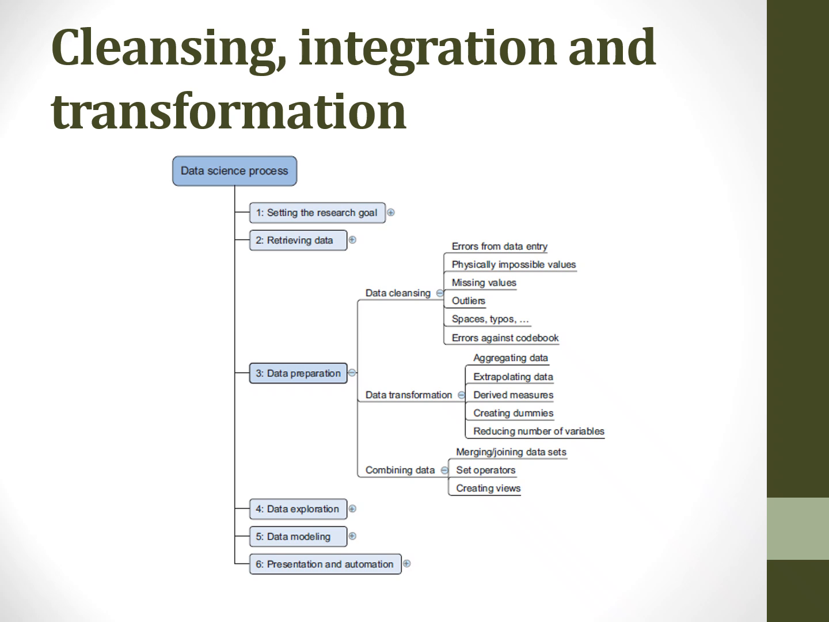The next part which we are going to see is cleansing, integration and transformation in the data science process. In the phase of data preparation, we have three categories. First one is data cleansing, second one is data transformation, and third one is combining data. Data cleansing can be applied to remove errors present in the data.